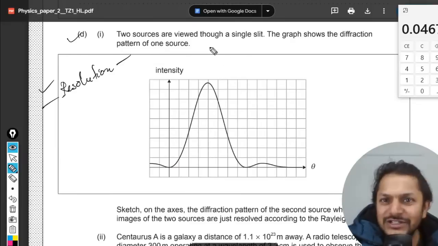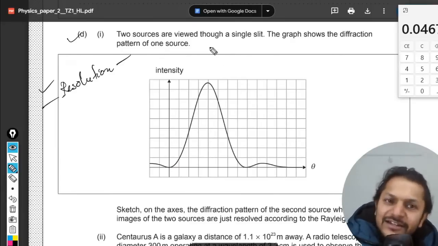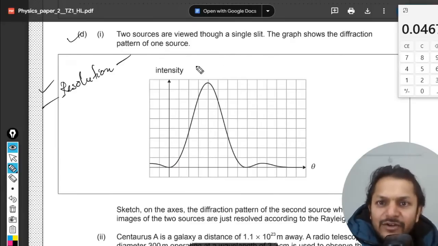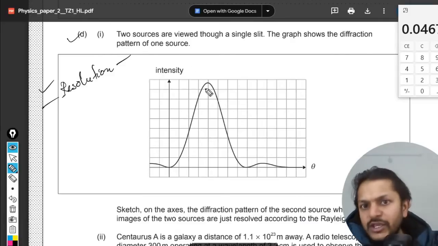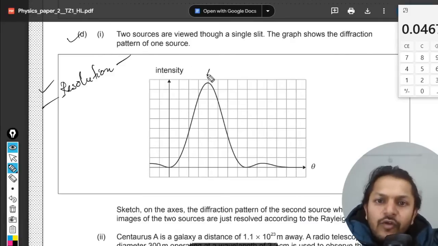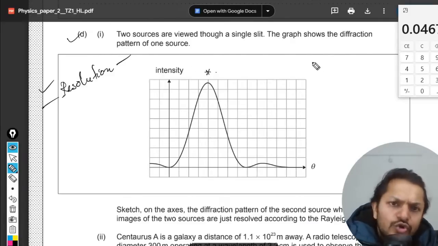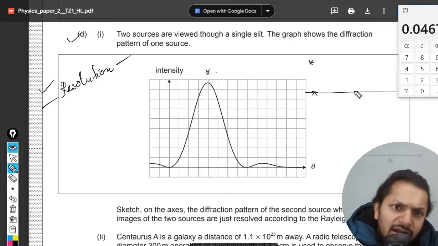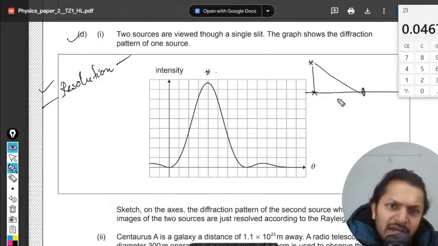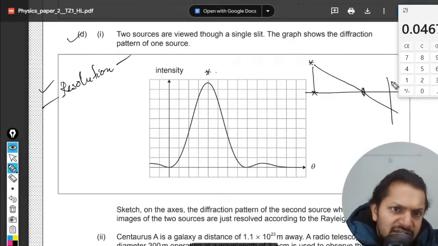Two sources are viewed through the single slit. The graph shows the diffraction pattern of one source. So this is one star and you are going to watch two stars. I'm going to draw a very simple diagram here. This is the lens. These are the two stars, and this kind of pattern will be there. This is image number 1, and this is image number 2.